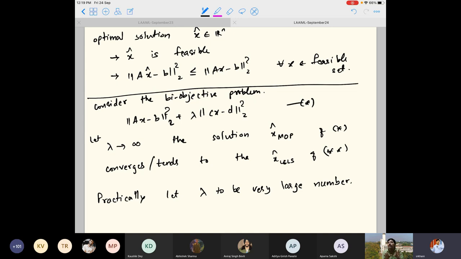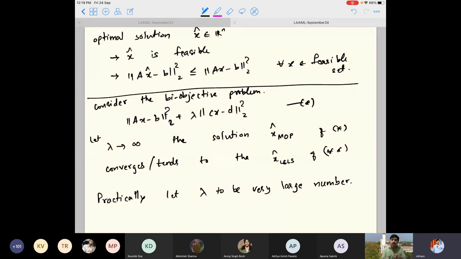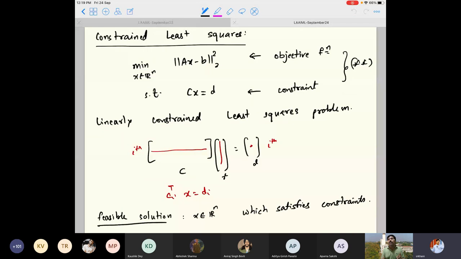But there is a fundamental difference: you cannot just arbitrarily choose some lambda and say that these two problems are the same, that the bi-objective problem is the same as the constrained least squares problem. No, because in the constrained least squares problem, what are you calling a solution? First, x hat has to be feasible. What does feasibility mean? Feasibility means that Cx is equal to d, the constraint has to be satisfied exactly.